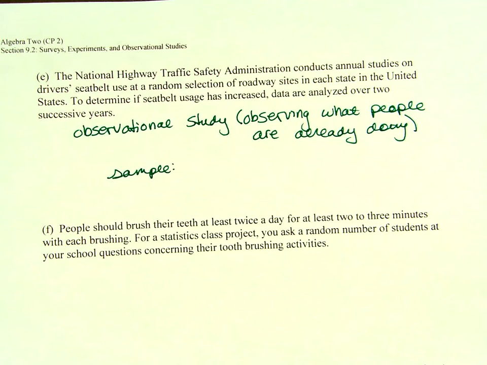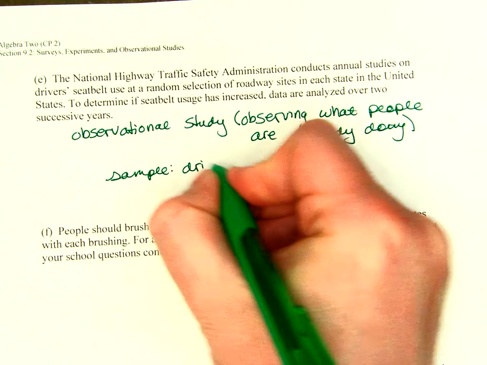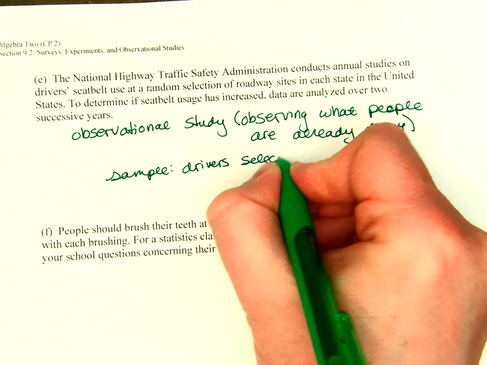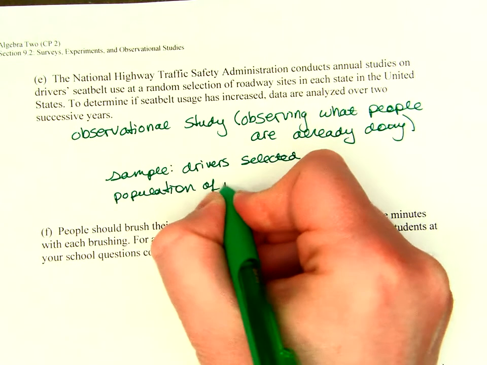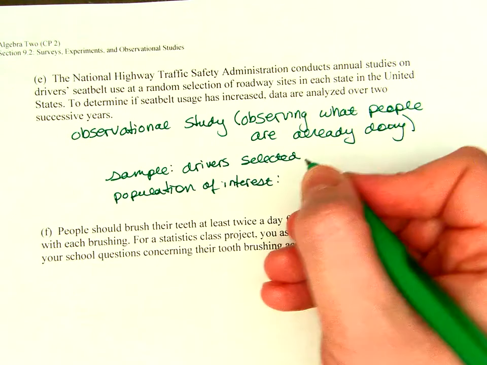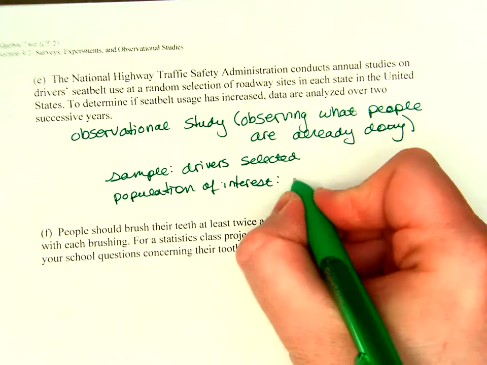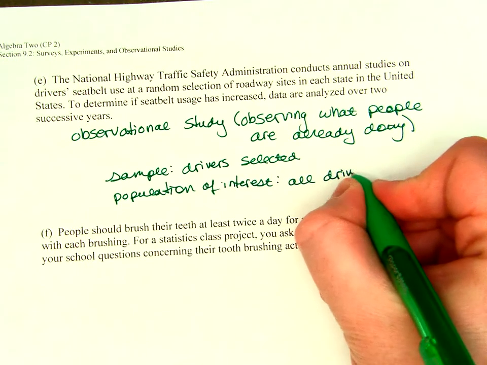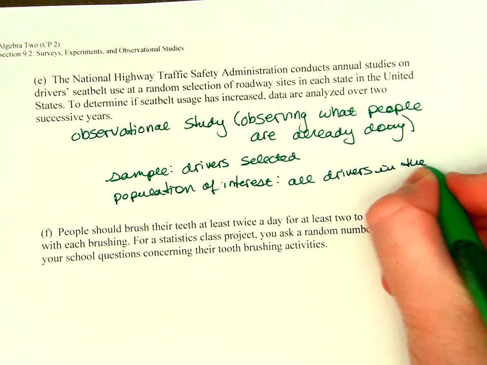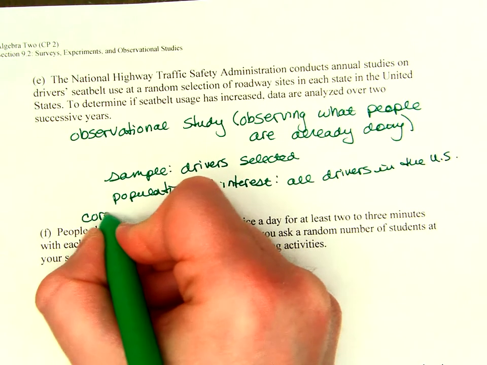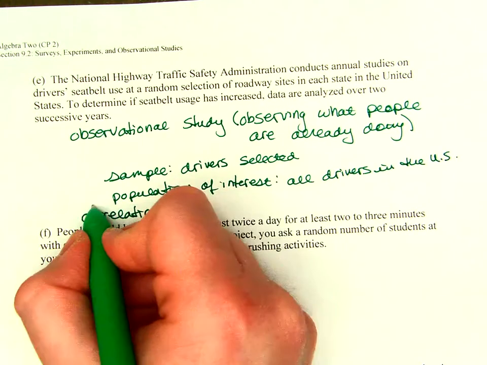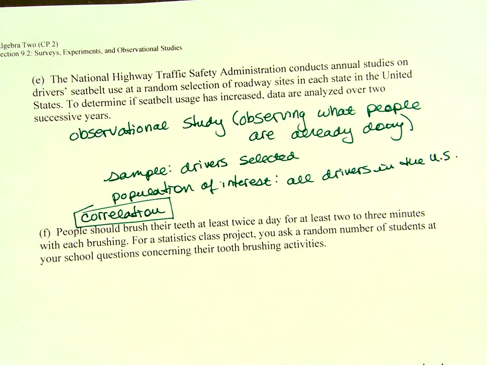Our sample are the drivers who were selected at those random sites. And my population of interest, well, I'm trying to get information about all drivers in the U.S. When I'm done, I can conclude a correlation because it's an observational study. I can determine a connection between seatbelt use and driver safety and things like that, but I can't conclude a causation here.